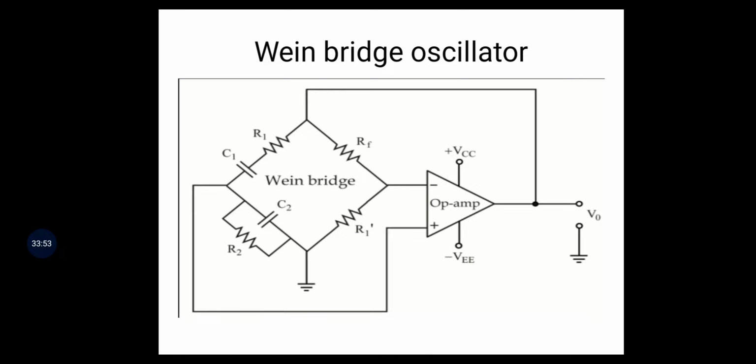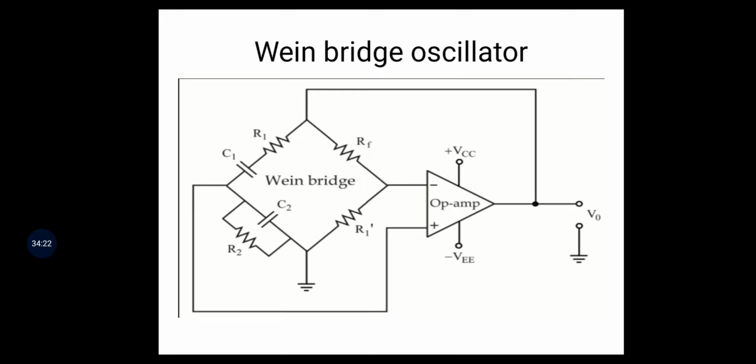The bridge consists of a series RC network forming one arm of the bridge circuit, a parallel RC network forming the second arm, and input resistance R1 and feedback resistance RF forming the third and fourth arms of the bridge circuit.